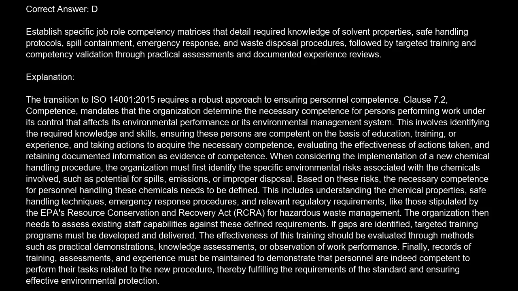evidence of competence. When considering the implementation of a new chemical handling procedure, the organization must first identify the specific environmental risks associated with the chemicals involved, such as potential for spills, emissions, or improper disposal. Based on these risks, the necessary competence for personnel handling these chemicals needs to be defined. This includes understanding the chemical properties, safe handling techniques, emergency response procedures, and relevant regulatory requirements, like those stipulated by the EPA's Resource Conservation and Recovery Act (RCRA) for hazardous waste management. The organization then needs to assess existing staff capabilities against these defined requirements.